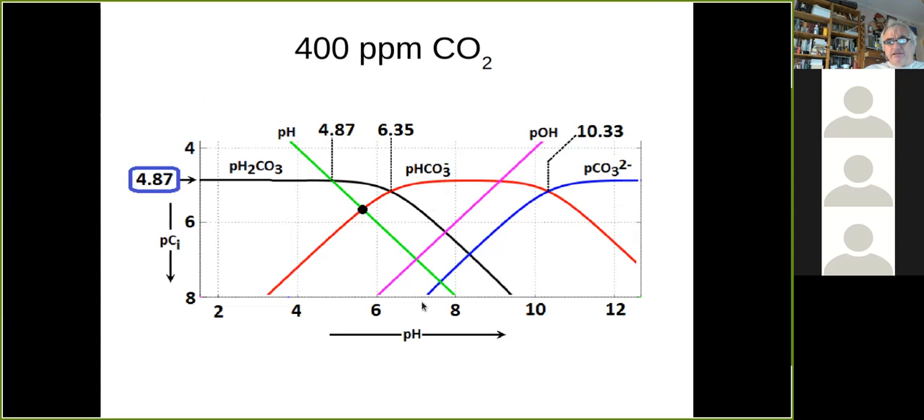This is something I call a logarithmic equilibrium diagram for the different species in the carbonic acid system: the carbonic acid, the hydrogen carbonate and the carbonate. The P in front of it means minus 10 logarithm. It's like the P in the pH.